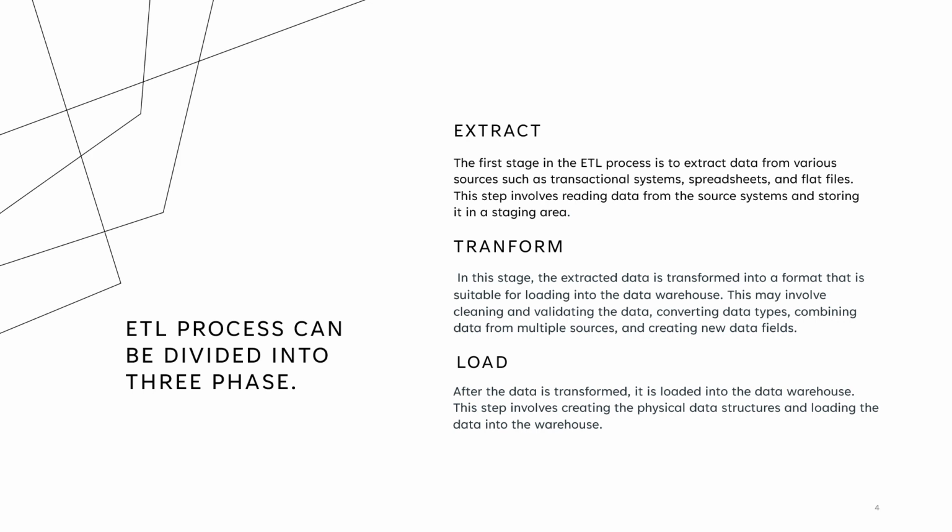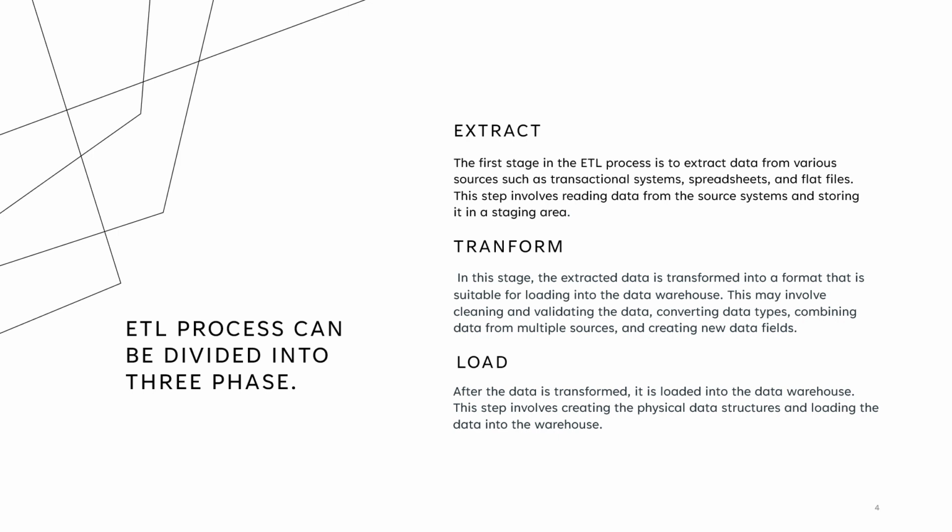Next is transform. In this stage, the extracted data is transformed into a format that is suitable for loading into the data warehouse. This may involve cleaning and validating the data, converting data types, combining data from multiple sources, and creating new data fields. This means that they remove inconsistency, assemble to a common format, add missing fields, summarize detailed data, and derive new fields to store calculated data. Most data in an ETL process is not transferred, about 80% based on a poll of the data architects.